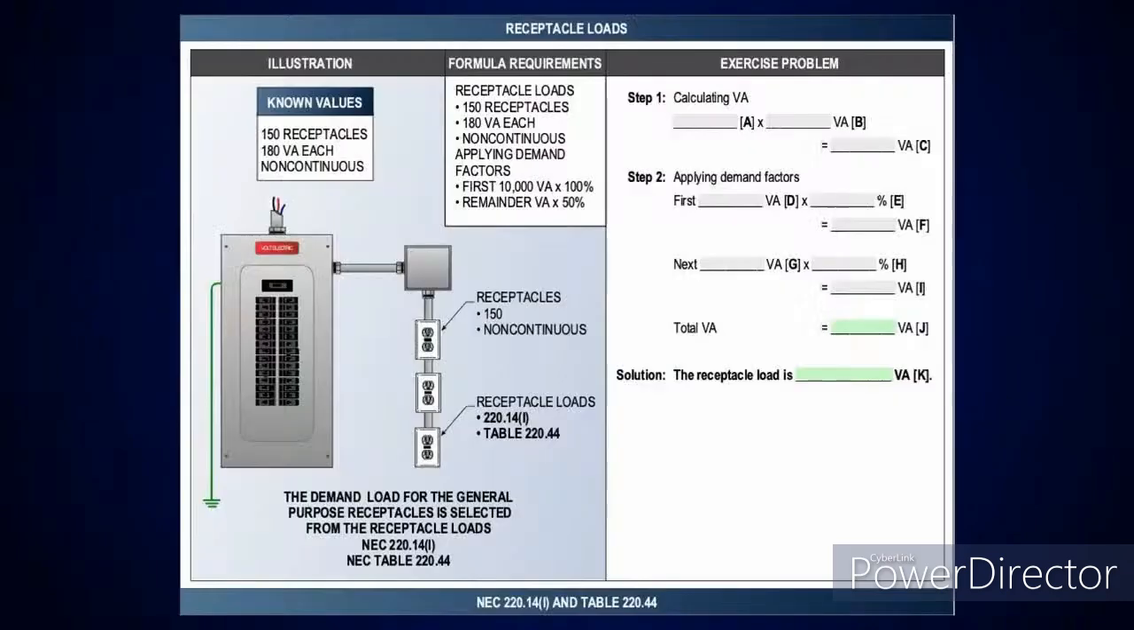Okay. And then here we're going to do 150 receptacles non-continuous. Just remember, when you get over 10,000, take it at 50%. And each receptacle outlet has to be taken at 180 VA.